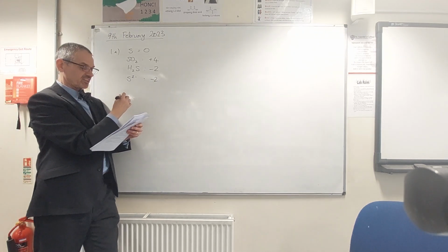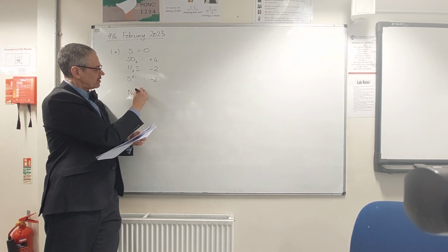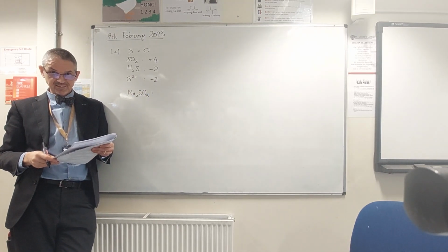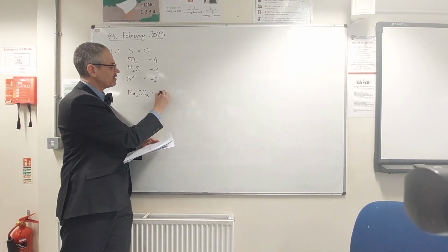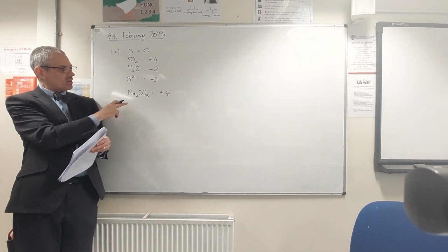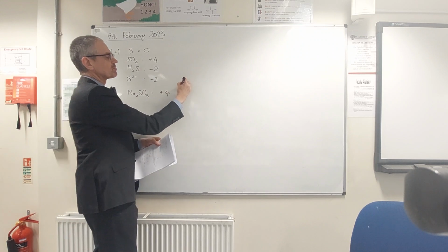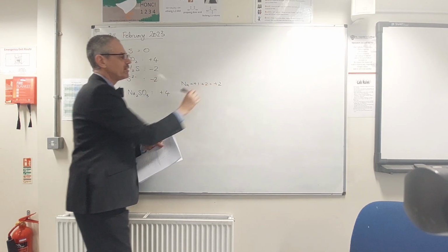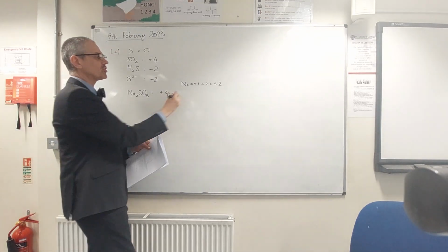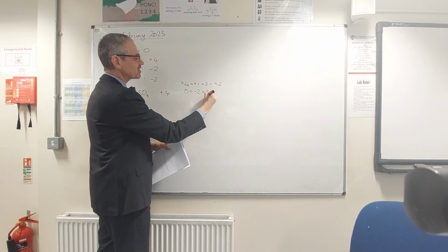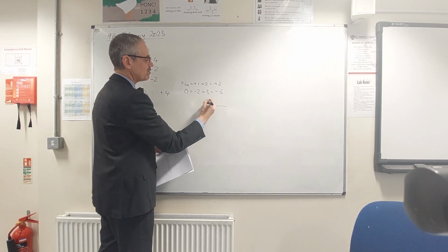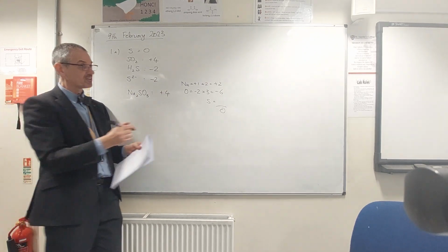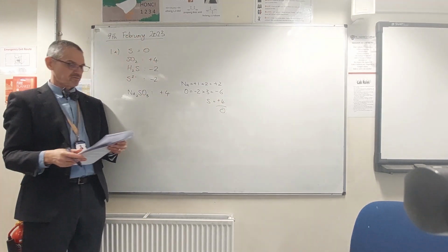Okay, a bit more interesting. Sodium sulfite, well, it used to be called sodium sulfite. 4. Yeah, so just to unpack it a bit, sodium is +1, there's 2 of them, so they're contributing +2. Oxygen is -2, but there's 3 of them, so they're contributing -6, and the whole thing has to add up to 0, so sulfur must be +4.